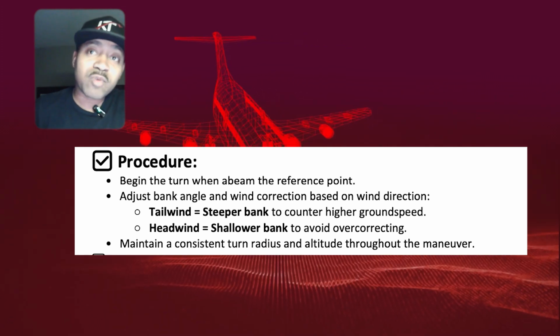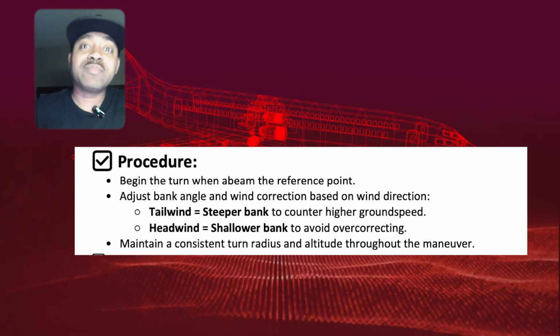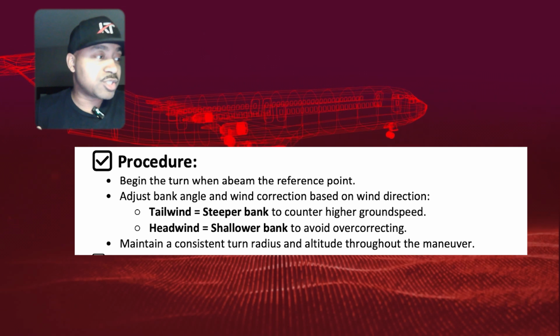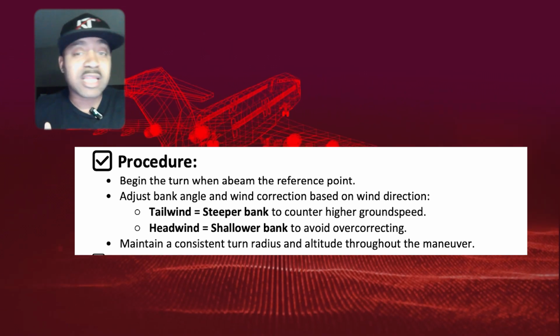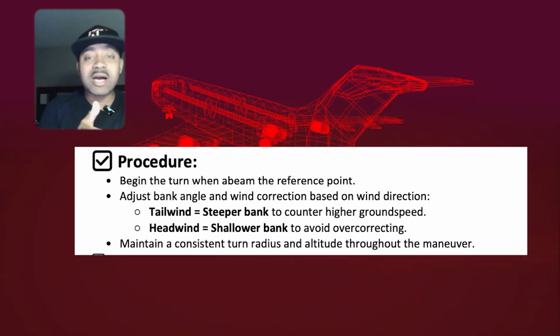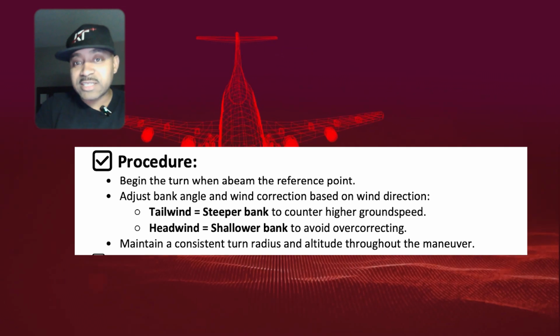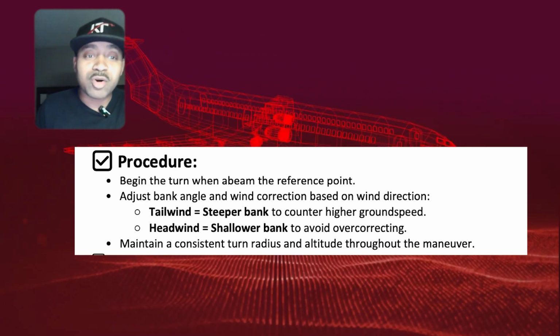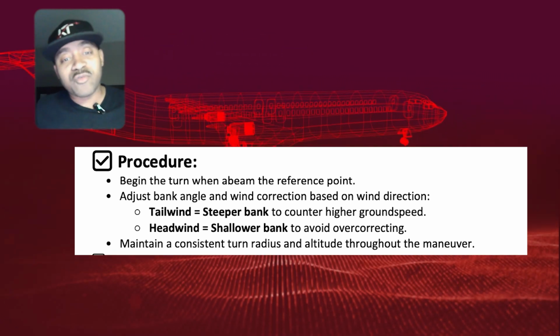Now, as you continue around and you start to have that wind pushing you further away, you're going to shallow that bank and then start to roll out and get to flying right into the wind to line yourself back up on your starting point. So you'll fly a circle.